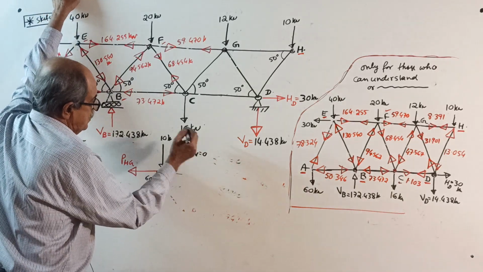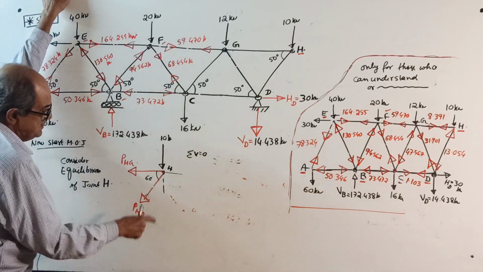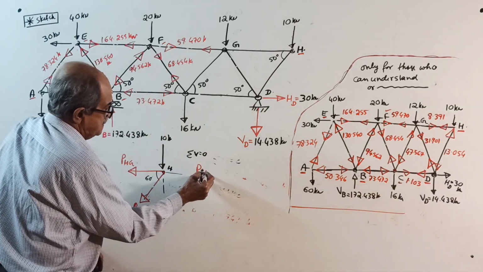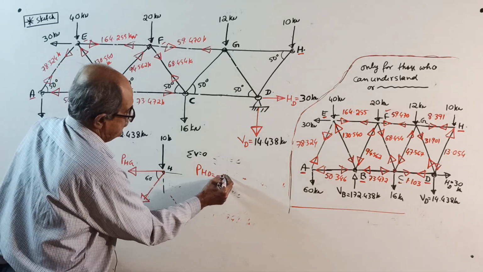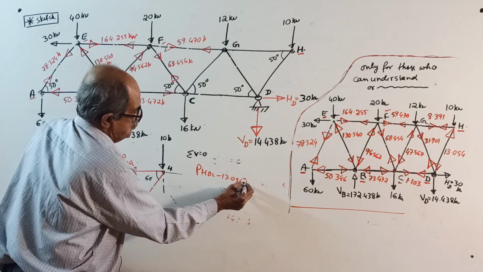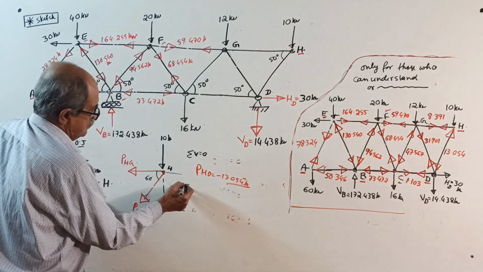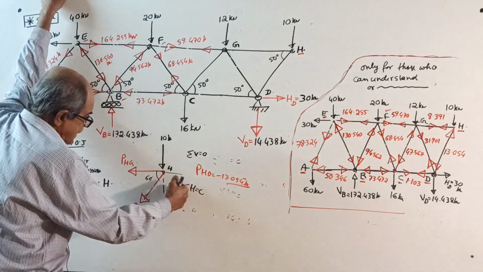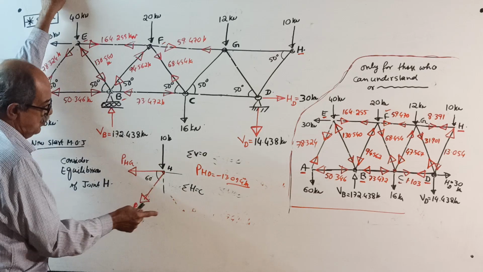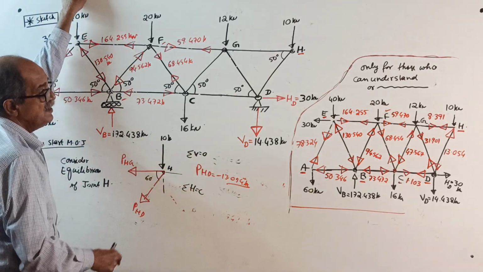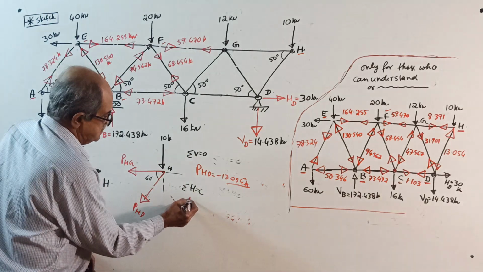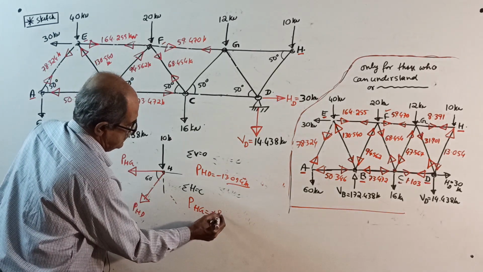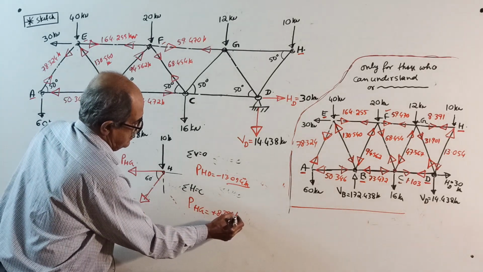Sigma V equal to 0, upward positive. Minus PHD sin 60 minus 10 equal to 0, you will get PHD equal to minus 13.054 kilonewton. Sigma H equal to 0. Minus PHG minus PHD cos 60 equal to 0. Substituting PHD as minus 13.054, you will get PHG equal to plus 8.391 kilonewton.